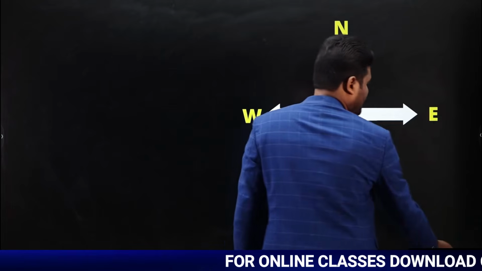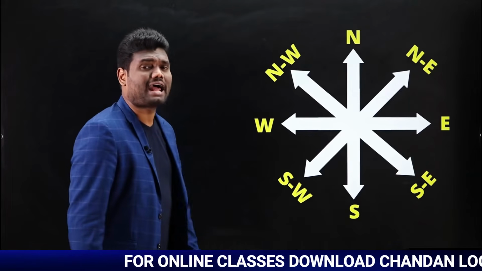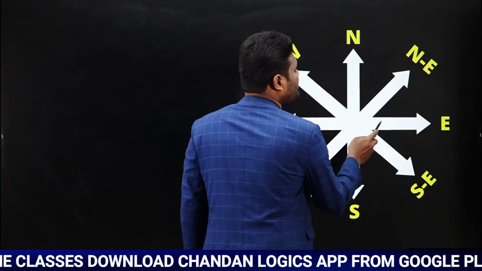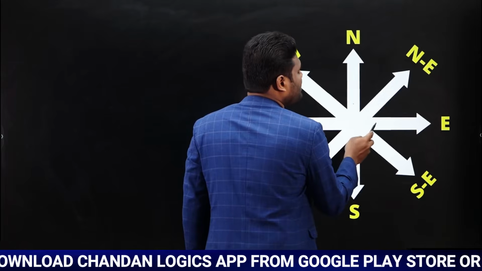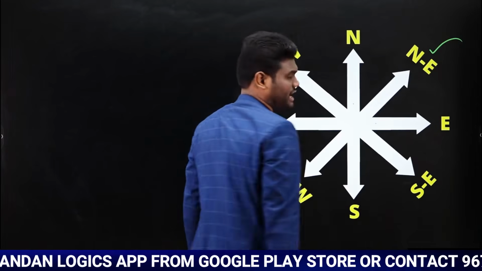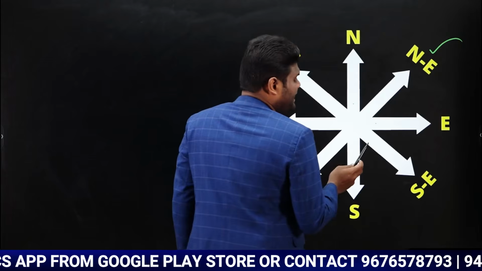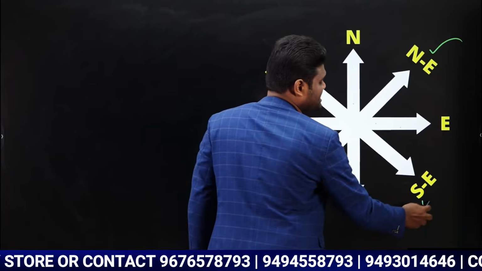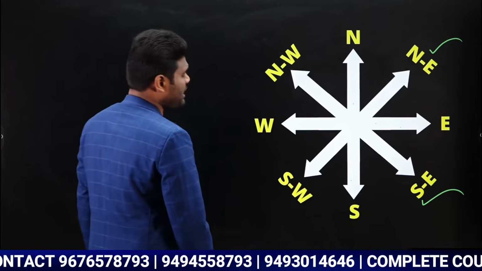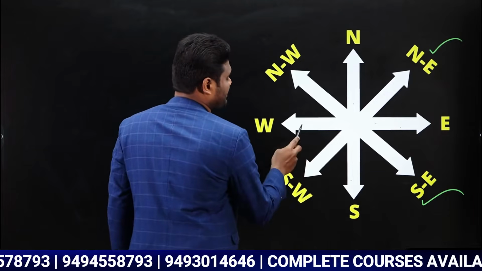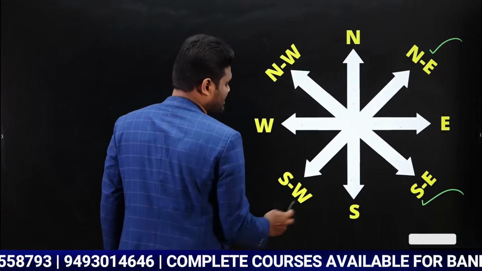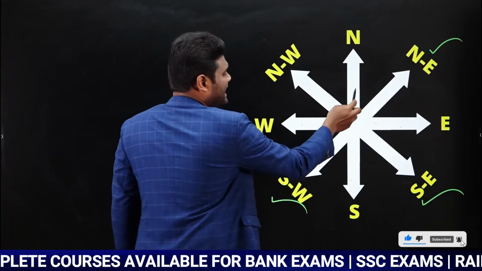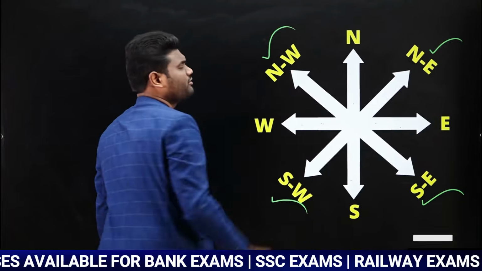Now if you observe here, the direction we have between north and east is nothing but northeast direction. Okay, next, the direction between south and east is nothing but southeast direction. Similarly, the direction between south and west is nothing but southwest direction. The direction between north and west is nothing but northwest direction.